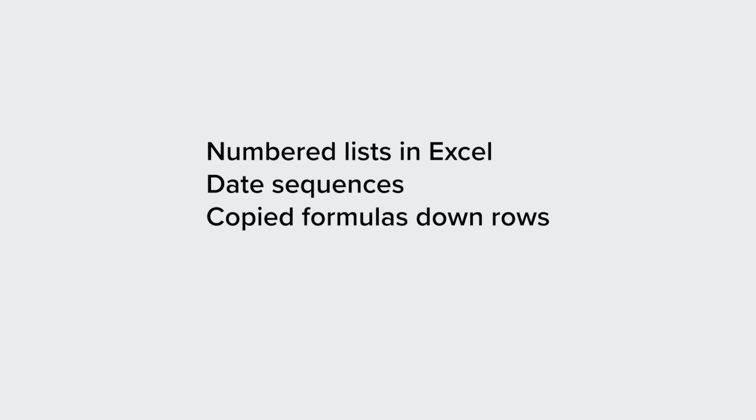You usually see AutoFill in spreadsheets such as Excel. It extends numbered lists, continues date sequences, or copies formulas down rows while adjusting references. It works with values, text patterns, and formulas.